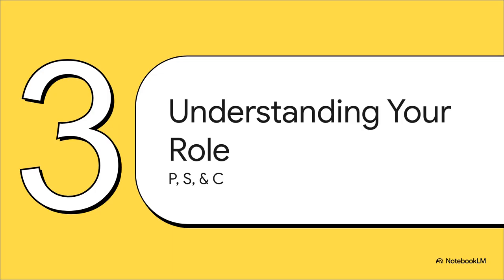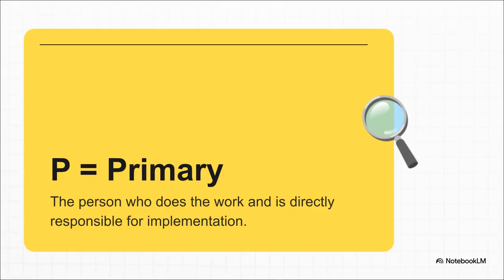Okay, now here's the secret sauce. This is what makes the ARRM framework so powerful. It doesn't just assign a task to a role, it defines the type of responsibility each person has, and it does it with three simple letters: P, S, and C. And understanding these three letters, that's the key to making this whole thing click. First up, we've got P for primary. Just think of this as the doer. This is the person whose hands are actually on the keyboard. It's the developer who's implementing an accessible component, or the writer who's crafting the perfect alt text. They have that direct, hands-on responsibility.